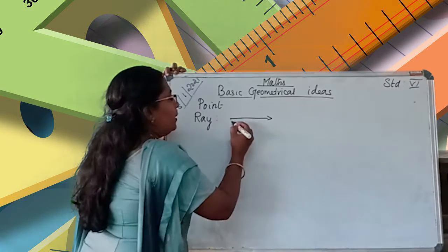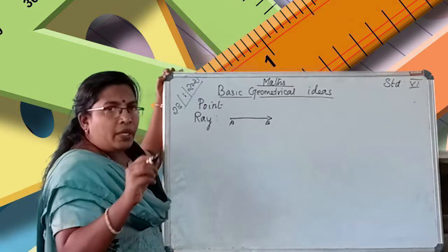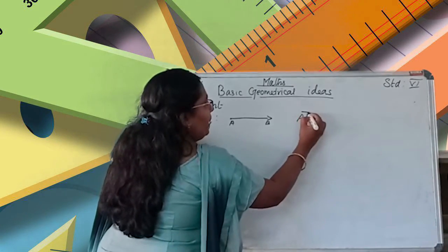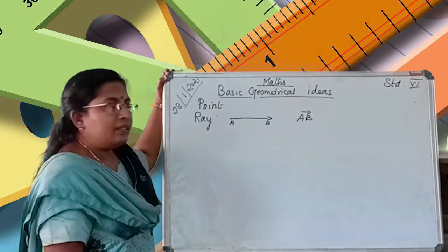We can denote this as AB. Then ray AB. You can write ray AB. That is, AB is a ray.